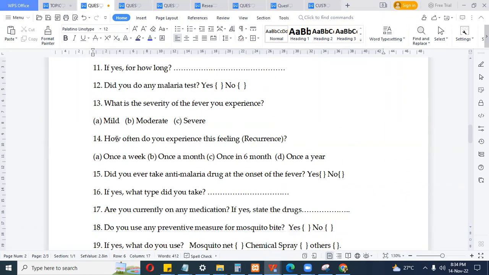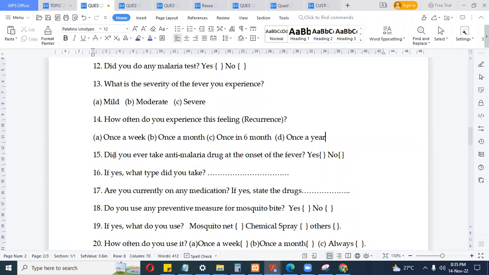How often do you experience this feeling? Recurrence: once a week, once a month, once in 6 months, once a year. So I love this. You can also add another one for more than a year, because there are some people that don't have malaria for like 2 years, so they will fall into that category.